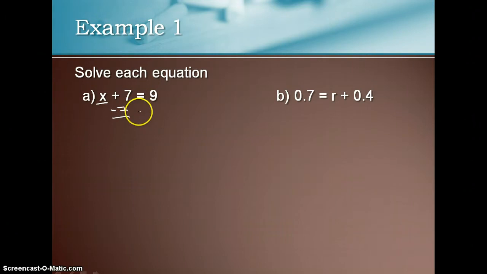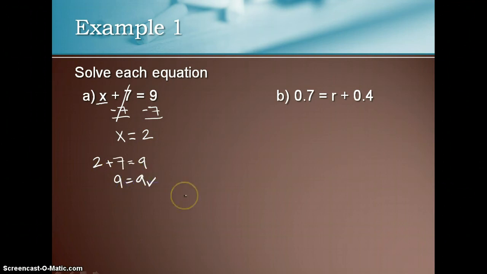You're going to do the same thing to the right, so we're going to subtract 7 from 9 as well. These two will cancel out, and you'll just get x on the left side. And x is going to be equal to 9 minus 7, which is 2. If you were to check that, 2 plus 7 is equal to 9. 9 is equal to 9, and so we do know that it works.